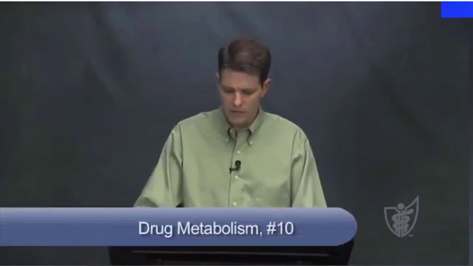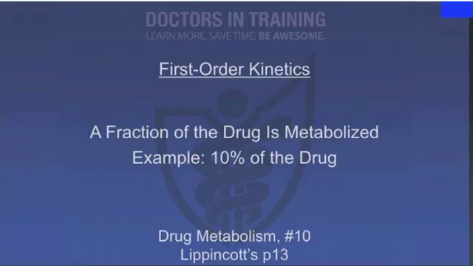So what does this mean? In first-order kinetics, you have a constant fraction of the drug metabolized per unit of time. So it might be 10%, it might be 25%, it might be 14.2%, but it's some percentage, some fraction that's going to be metabolized. So the absolute amount that you're metabolizing, the number of milligrams you're metabolizing, depends on the concentration you're starting with.